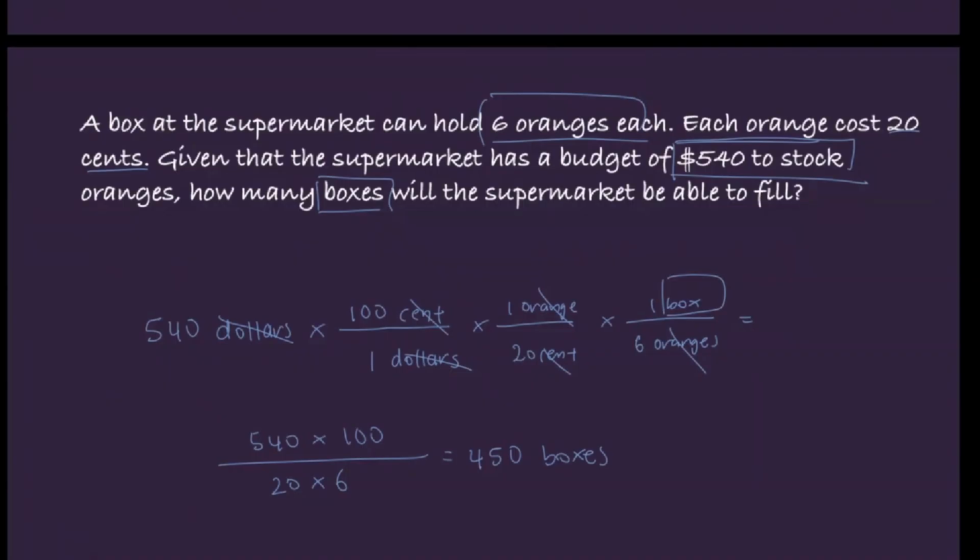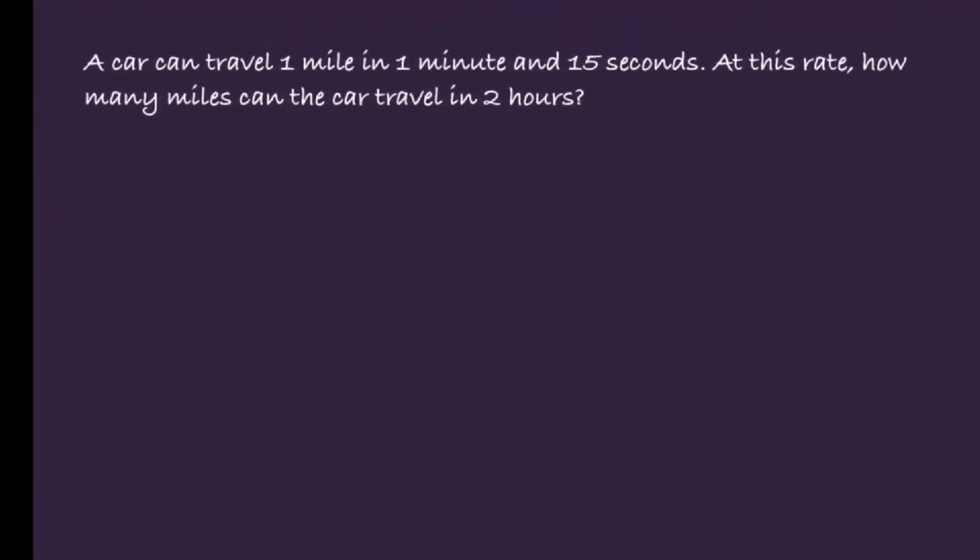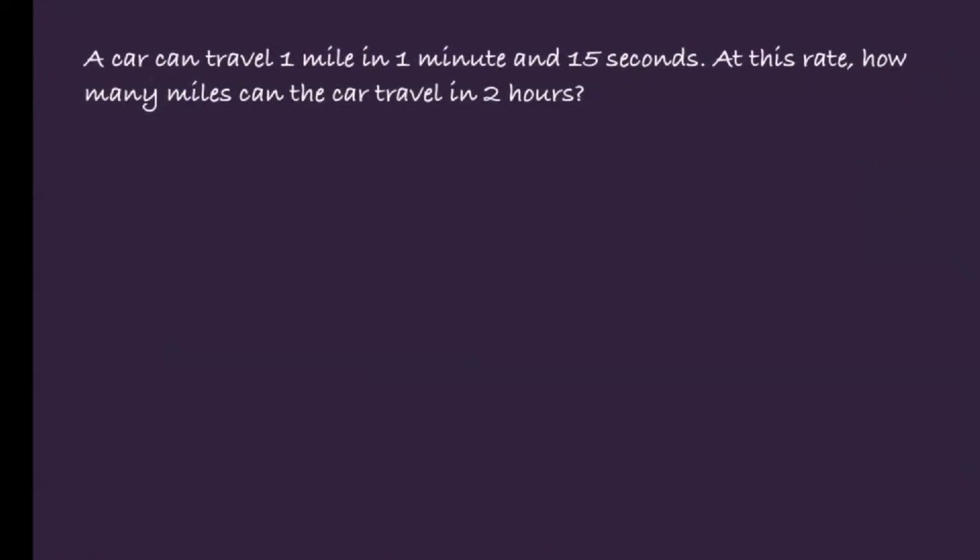So let's try another problem using this method. A car can travel 1 mile in 1 minute and 15 seconds. At this rate, how many miles can the car travel in 2 hours? The question asks how many miles in 2 hours, so that would be our starting factor. Ultimately, we want to end up with miles. So let's write 2 hours, and let's get the hours in the denominator.